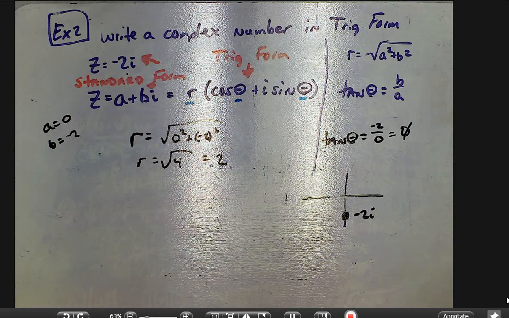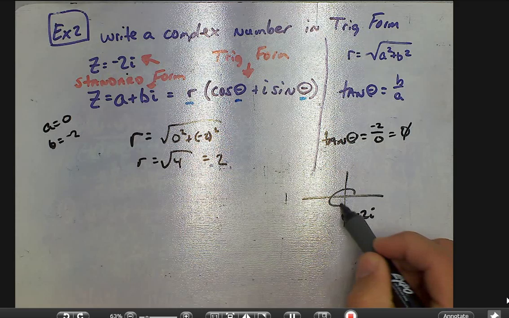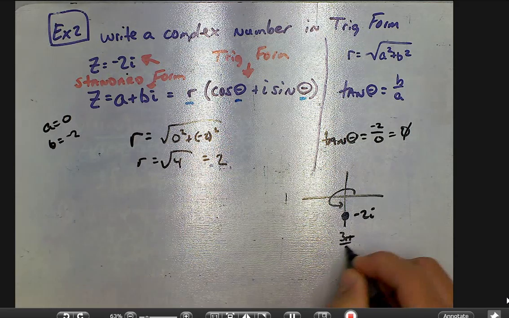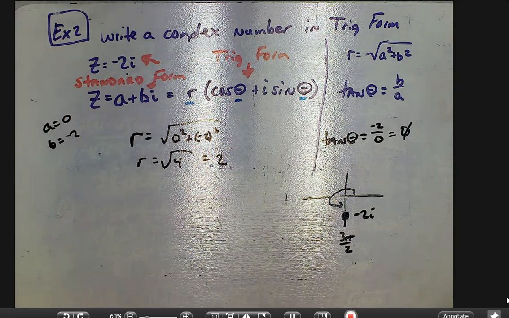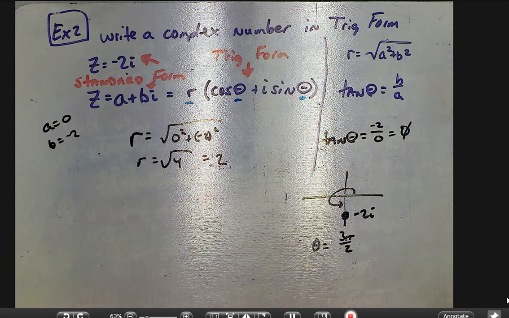And so what angle is this? Well, the angle is 3 pi over 2. And so theta equals 3 pi over 2. We know it's true because tangent is undefined at 3 pi over 2 because it's y over x, and x is 0. Or sorry, y over x and y is a number, x is 0. That's why it's undefined.